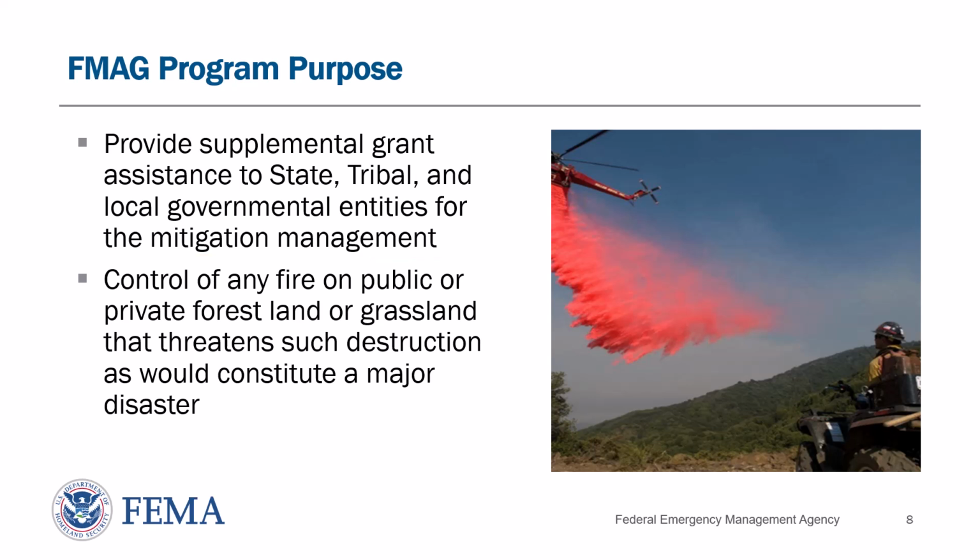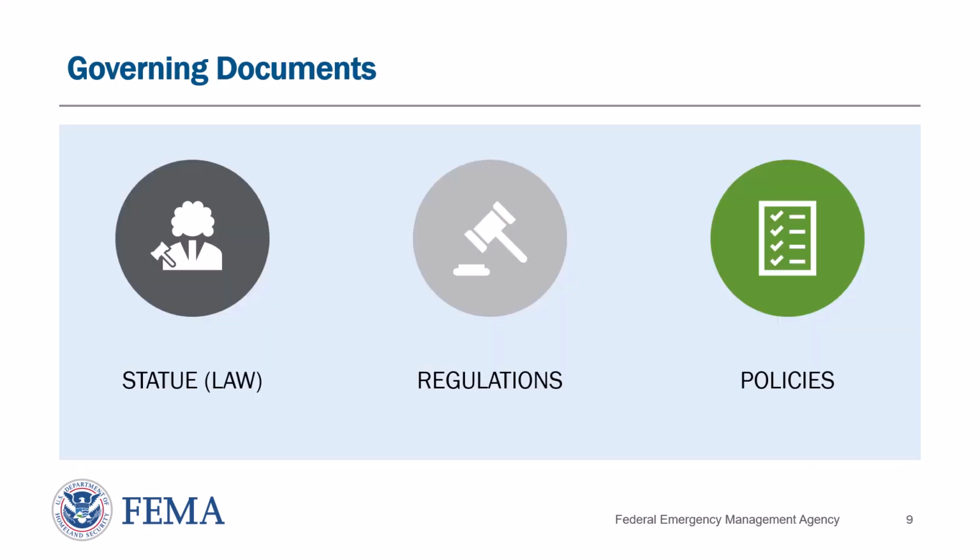The Fire Management Assistance Grants Program helps cover the costs for mitigation, management, and the direct control of any fire on public or private forested land or grassland. This grant has a cost share of 75% federal and 25% non-federal. Also, unlike the Public Assistance Program, the federal cost share for FMAG is set and cannot be increased based on extraordinary circumstances. So let's take a look at the governing documents for the Fire Management Assistance Grants Program.